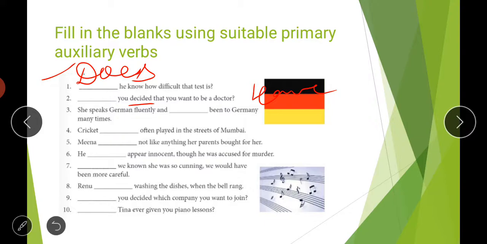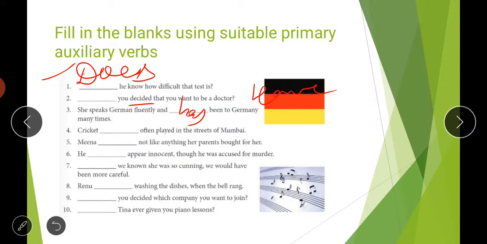So she speaks German fluently, means one is able to speak the German language fluently, and dash been to Germany many times. So again, to make present perfect, we will use the word has here. Has been to Germany. Has been to Germany many times.